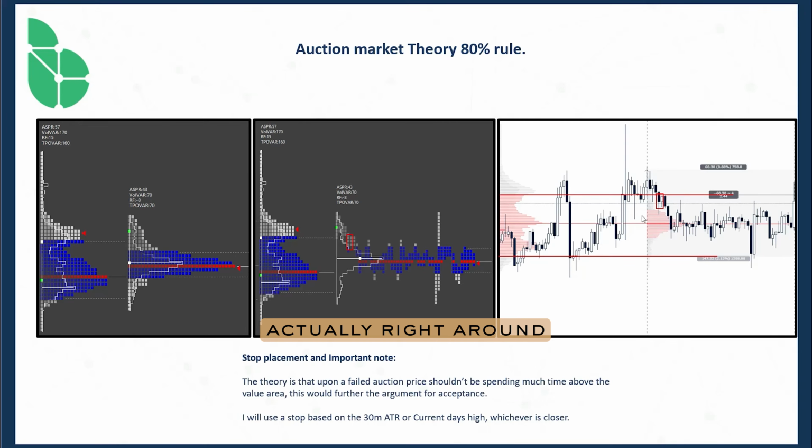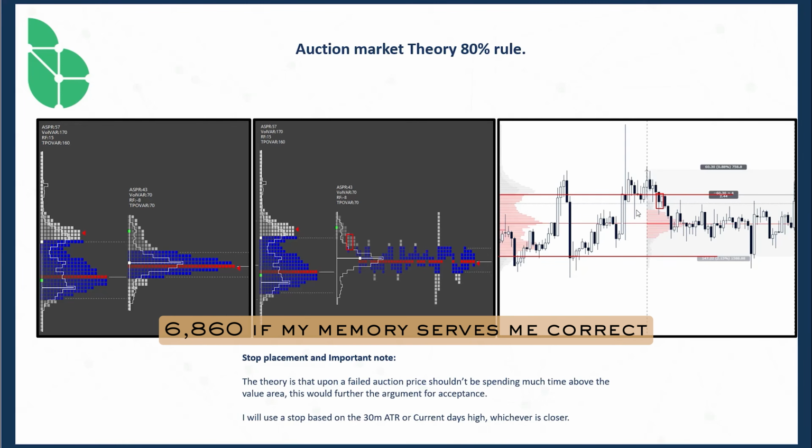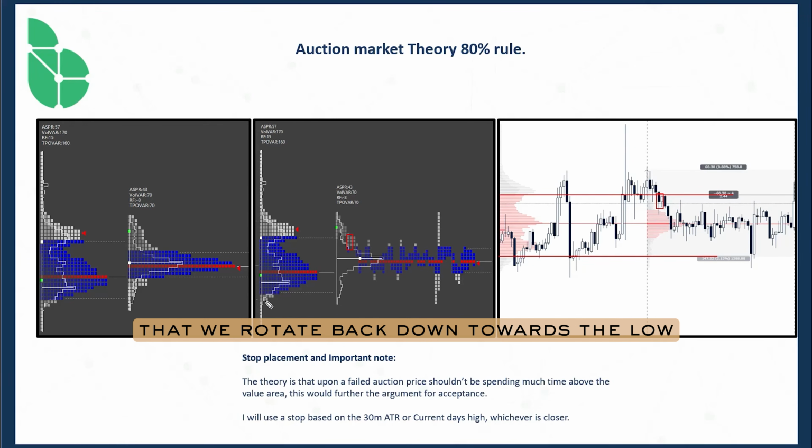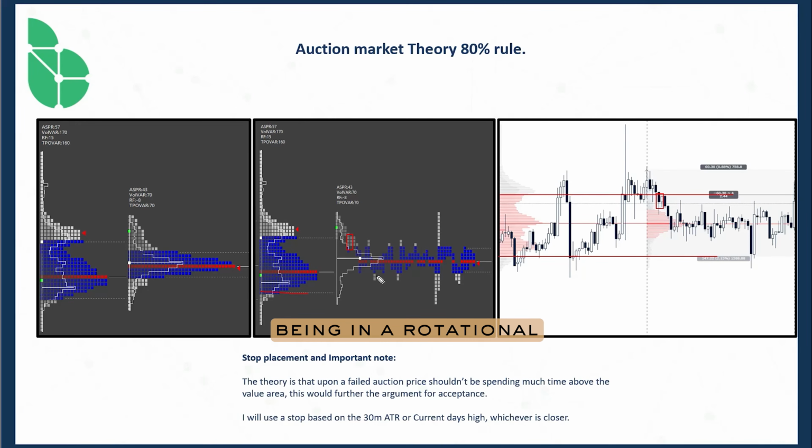So in this case it's actually right around 6,860 if my memory serves me correct. And we have those 2 back-to-back periods, and the idea behind this is that there's an 80% probability that we will trade or rotate. In this case, after regaining acceptance into the previous day's value area, there's an 80% chance that we rotate back down towards the low and that we resume being in a rotational environment, bracketed environment, ranging environment, whatever you want to call it.